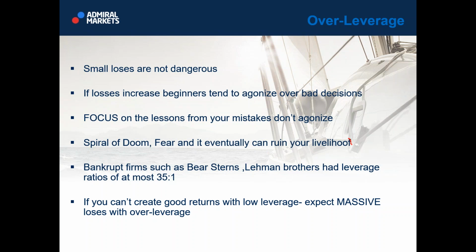So please accept this as a big truth. Even the firms which went bankrupt in 2008, such as Bear Stearns, Lehman Brothers, had a leverage of only up to 35 to 1. Only 35 to 1. Merrill Lynch also. So this is not a big leverage, but it definitely showed that there are no rules.